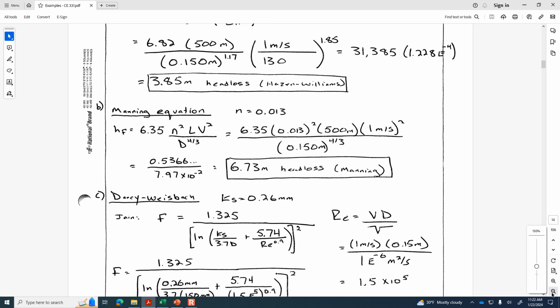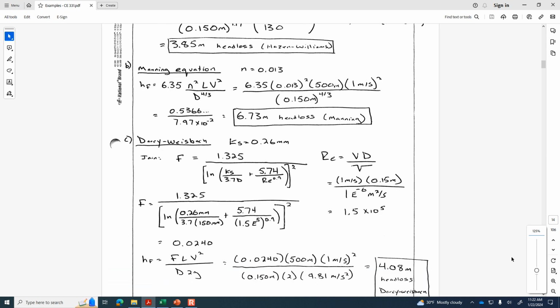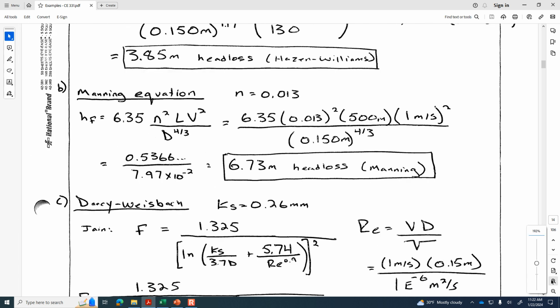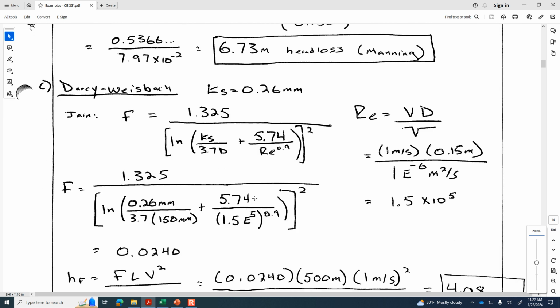Any questions about the example? Yeah. I get confused sometimes when you plug in your diameter. Sometimes you leave it in millimeters, sometimes you convert it to meters. Right. So you want to know why. Or is it just one instance when you leave it?